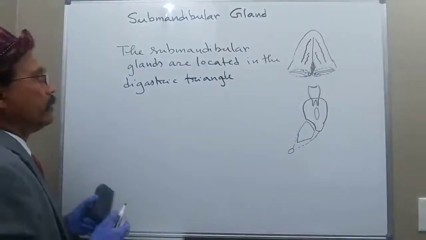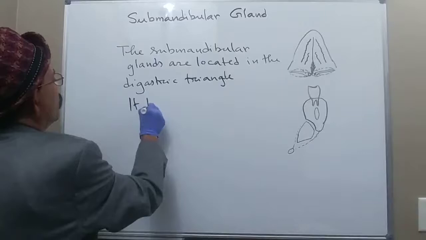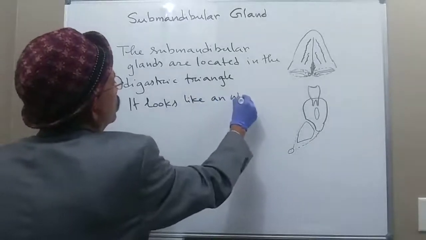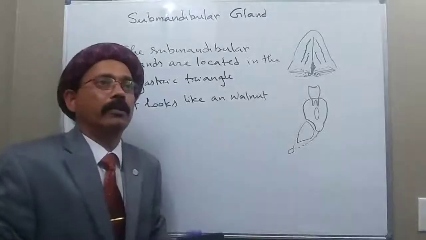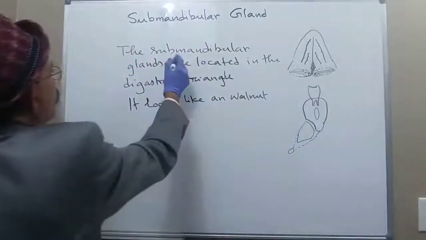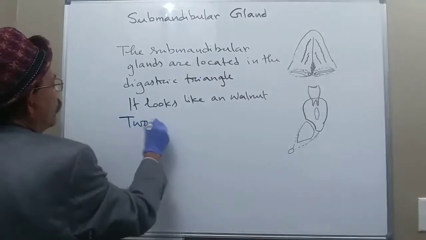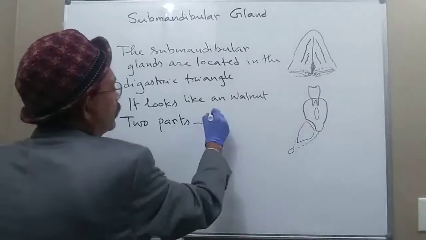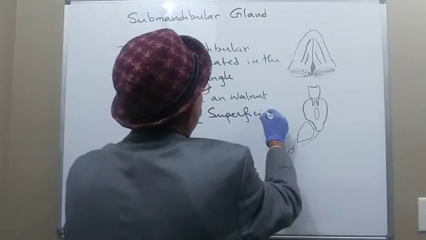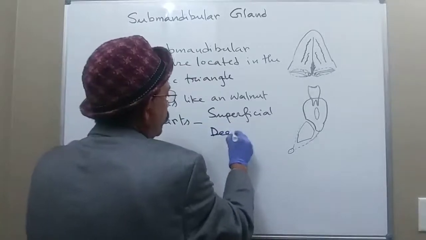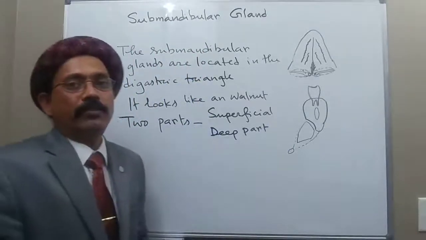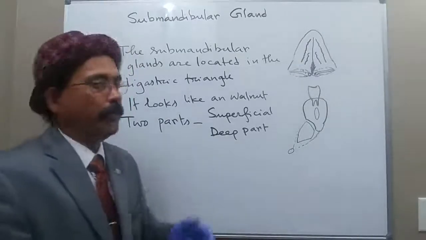So it looks like a walnut, just in shape, almost like a walnut. This submandibular gland has two parts. One is the superficial part, which is the larger part. Another part is the deep part. The superficial part is in the digestive triangle. The deep part is in the floor of the mouth behind the sublingual gland.